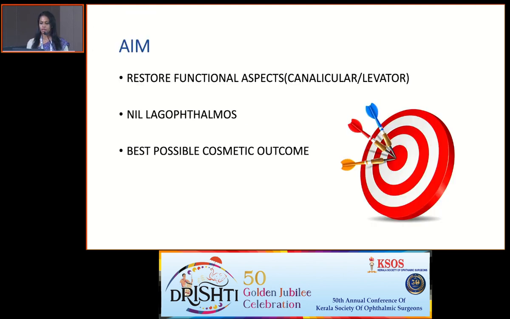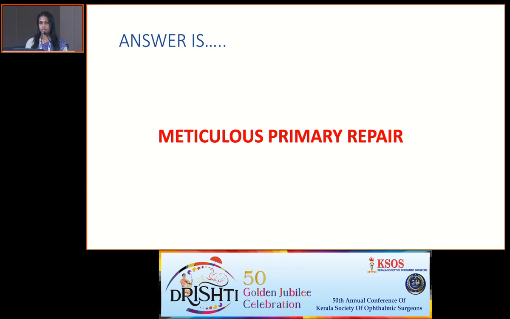So how to repair a lid tear? What are the aims of a lid tear repair? What we need to do is restore the functional aspects. Once after the repair, there should be nil watering for the patient, nil ptosis, nil lag of the globe, and of course the best possible cosmetic outcome. So how do we achieve this? The answer is always, I feel, a meticulous primary lid repair.